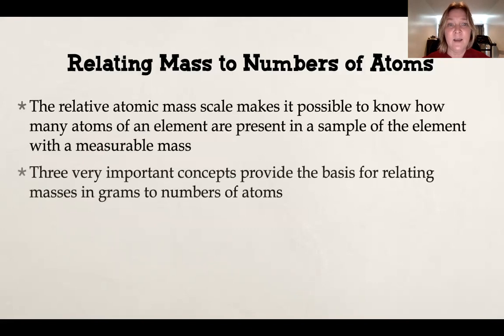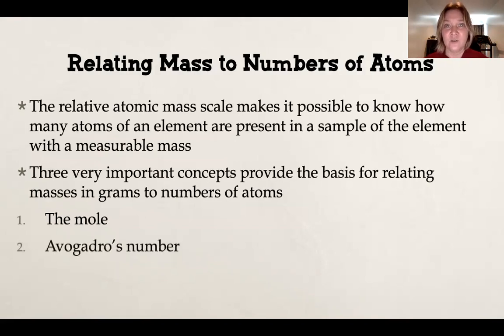The relative atomic mass scale makes it possible to know how many atoms of an element are present in a sample of that element with a measurable mass. There are 3 very important concepts that provide a basis for relating mass in grams to the number of atoms. And here's where we're going to start getting into how we calculate in chemistry. The first concept is something called the mole. Number 2 is Avogadro's number, based on Mr. Avogadro. And then the third concept is molar mass.